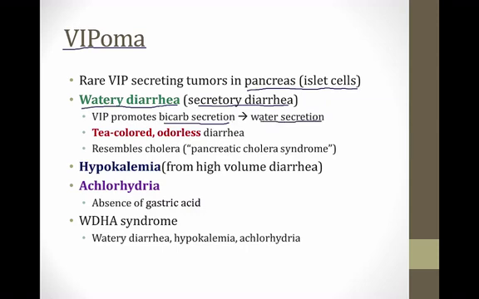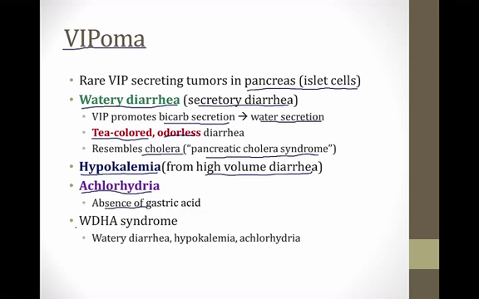water with it. Classically, the diarrhea in VIPoma patients is described as tea-colored and odorless. It resembles the diarrhea that occurs in the infectious disease cholera, and sometimes VIPomas are described as the pancreatic cholera syndrome. These patients also develop low potassium levels. They develop hypokalemia, and that is from the high volume diarrhea. And then finally, they develop an absence of gastric acid in the stomach, which is called achlorhydria, and this is because another one of the effects of VIP is to suppress proton and acid production in the stomach.